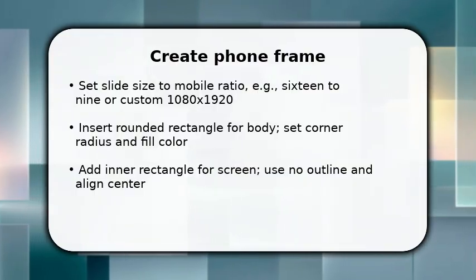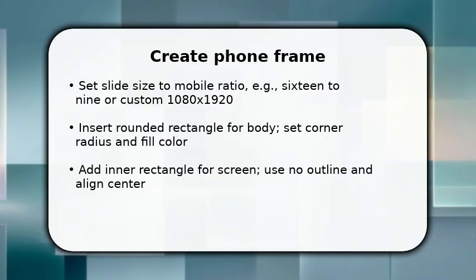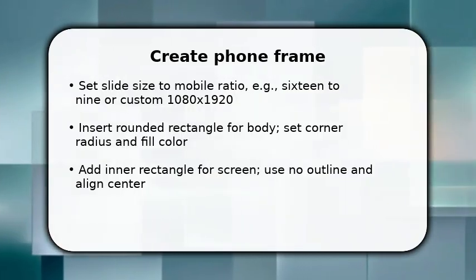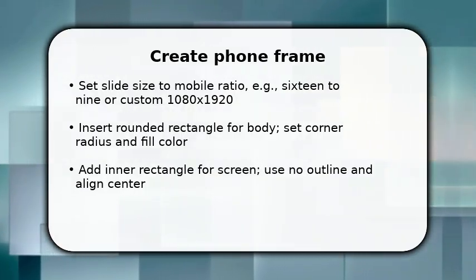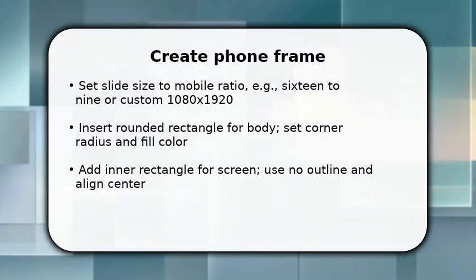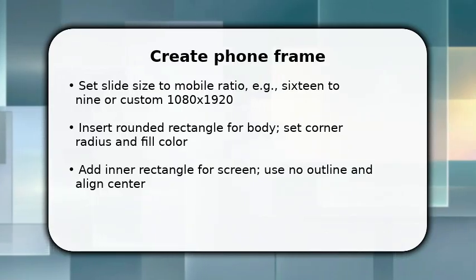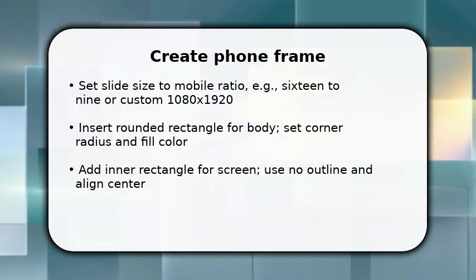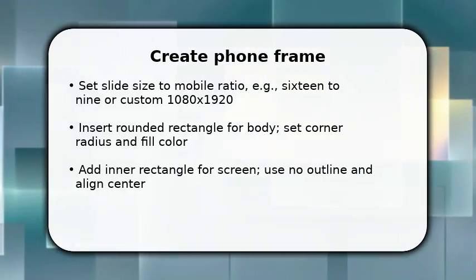You start by making the physical phone shape so the rest fits. Open a blank slide, change slide size to a mobile ratio, and draw a rounded rectangle for the body. Once done, add an inner rectangle for the screen area, remove its outline, and center it precisely. Make sure to pick a fill and shadow that read on camera.